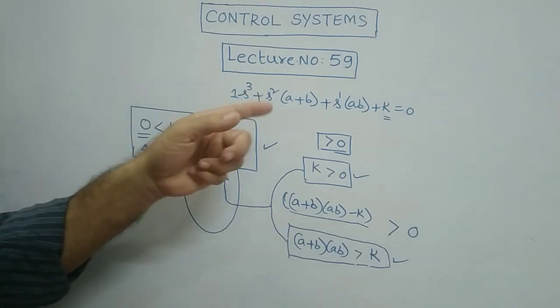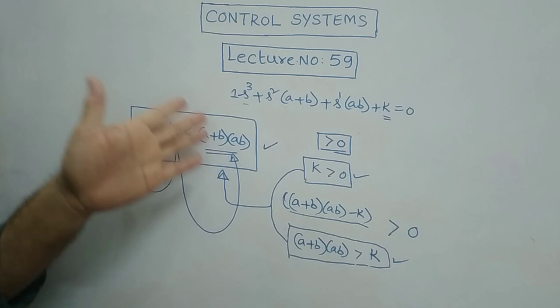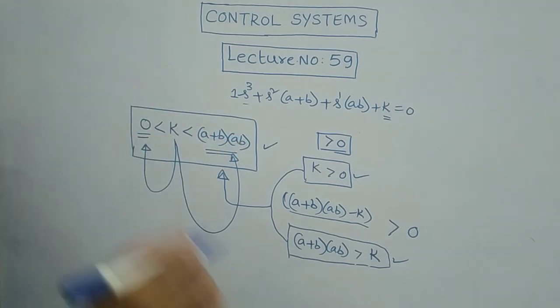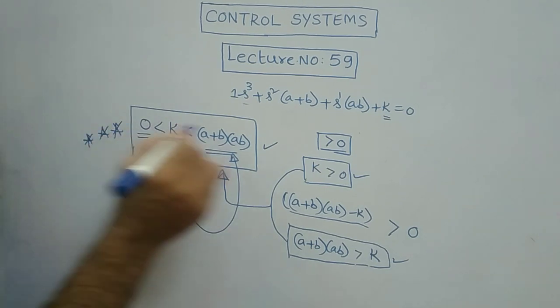Actually, for that question, if you see in the question paper, four options will be given. Out of those four options, this is one of the options. So, this is your answer. This is your answer. Right?